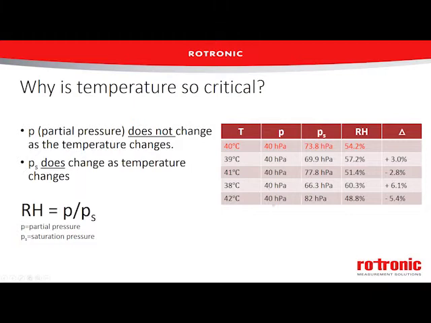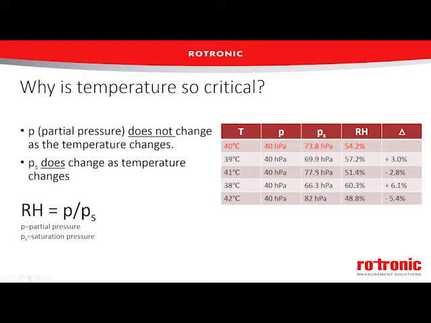But as we drop the temperature by 1 degree C, we can see a fairly significant change in the saturation vapor pressure. The air is now able to hold less water, and this leads to a 3% relative humidity increase, just with a 1 degree C change. If we went in the opposite direction and raised the temperature by 1 degree, now that air can hold more water vapor. So our saturation vapor pressure increases and our relative humidity decreases.